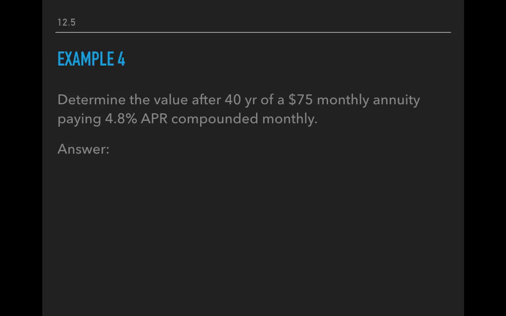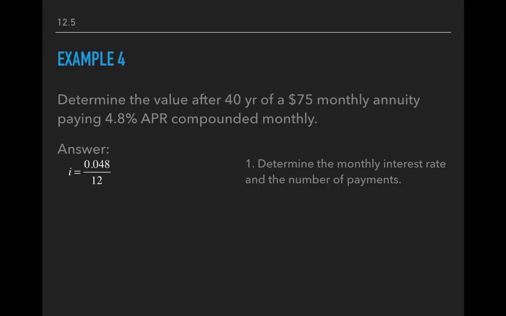So let's look at this example and use that formula. We're going to try and determine the value after 40 years. So this is like your entire working career of making $75 monthly payments into an annuity, paying 4.8% APR, compounded monthly. So the first thing we need to do is determine the monthly interest rate and the number of payments, because 4.8 is our APR.